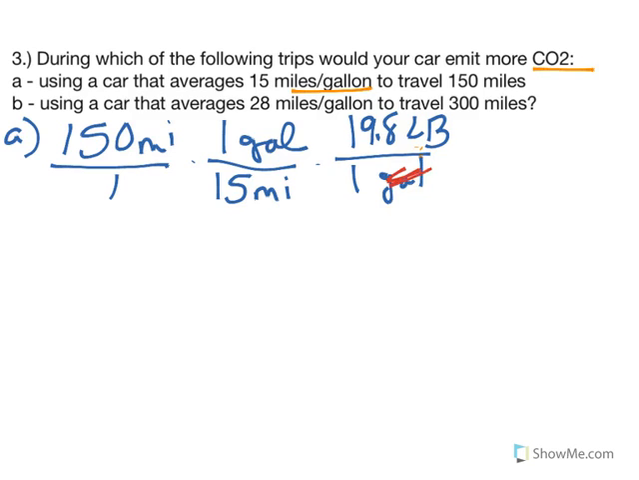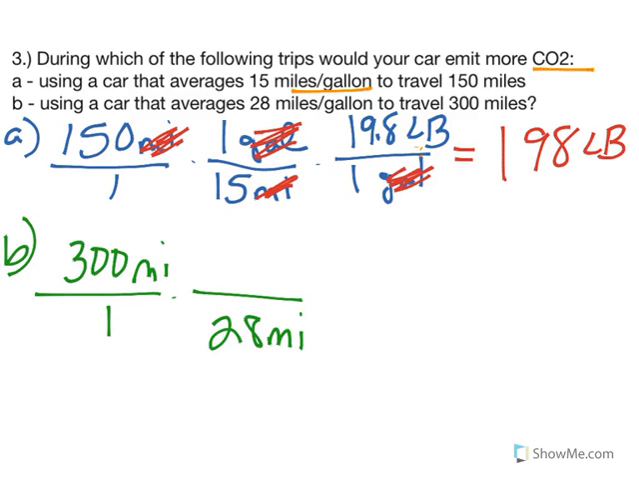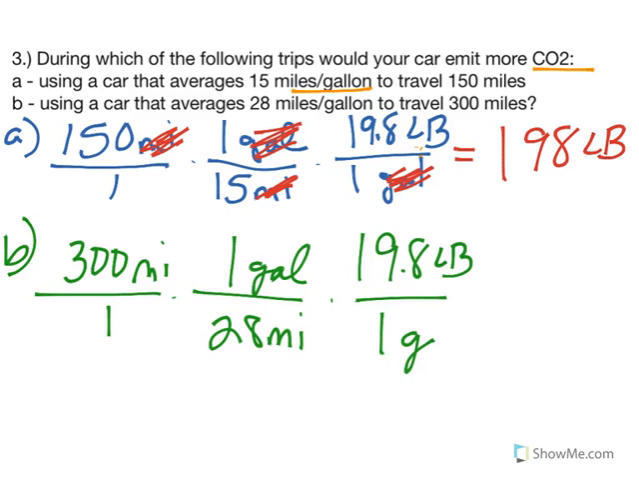So with our information here, gallons go away, miles go away, and we multiply, dividing by the number on the bottom. And this is 198 pounds of CO2, part A. Part B, using the same concept, I start with 300 miles. Well, I'm averaging 28 miles to the gallon, and I know that I am doing 19.8 pounds per gallon, right? Same process, just different numbers.